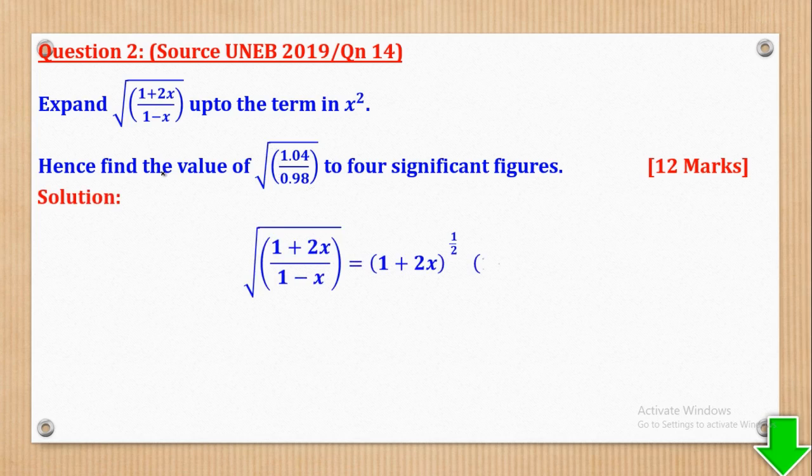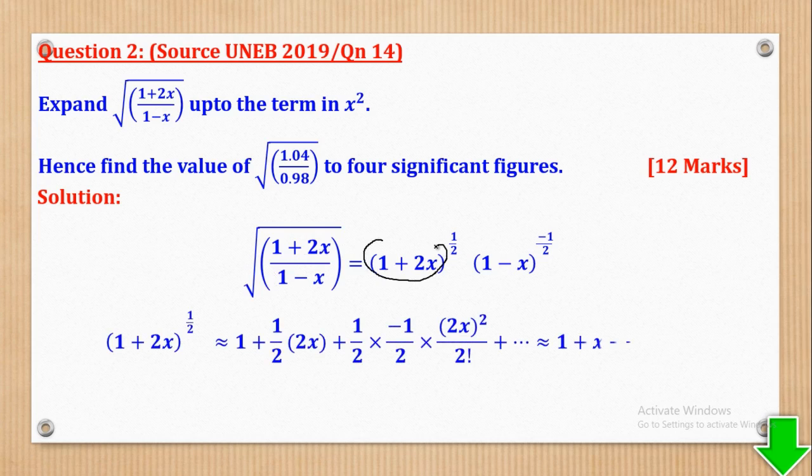Now expanding, there's no way you can expand this denominator. So what you do, you use the knowledge of indices and bring it up. When you bring it up, the power becomes a negative. That is why here you see a negative a half. So what I'm going to do, I'm going to expand this one alone and also expand this one alone using binomial expansion. Then I'll multiply the two.